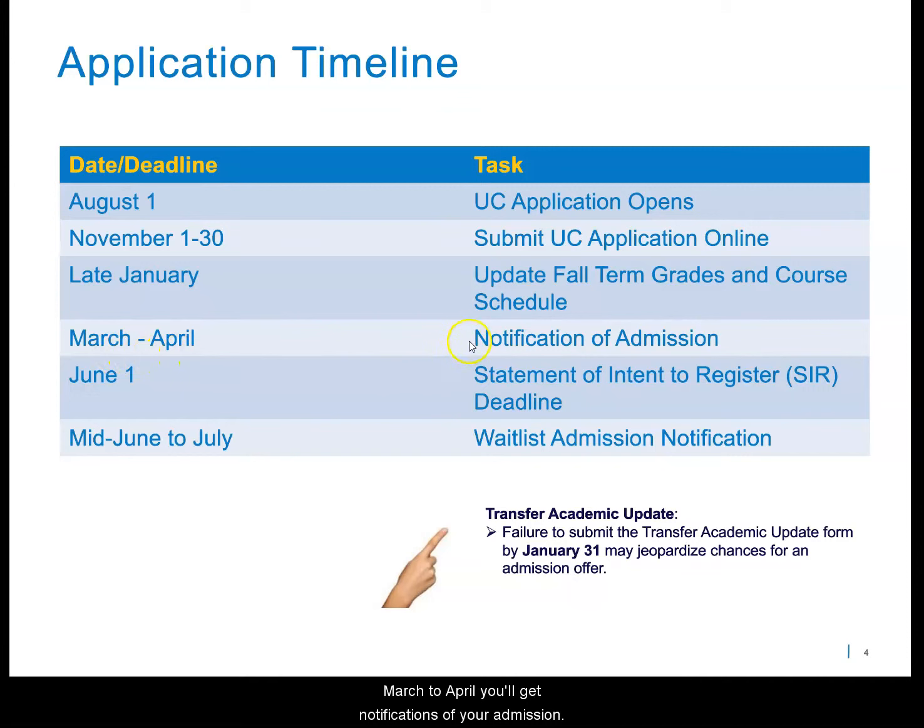March through April, you'll get notifications of your admission. On June 1st, you'll have to complete the statement of intent to register. You'll need to basically accept an offer of admissions. Mid-June to July, waitlist admissions notifications. Campuses will notify applicants who accepted a place on the waitlist of the final decisions on their application.